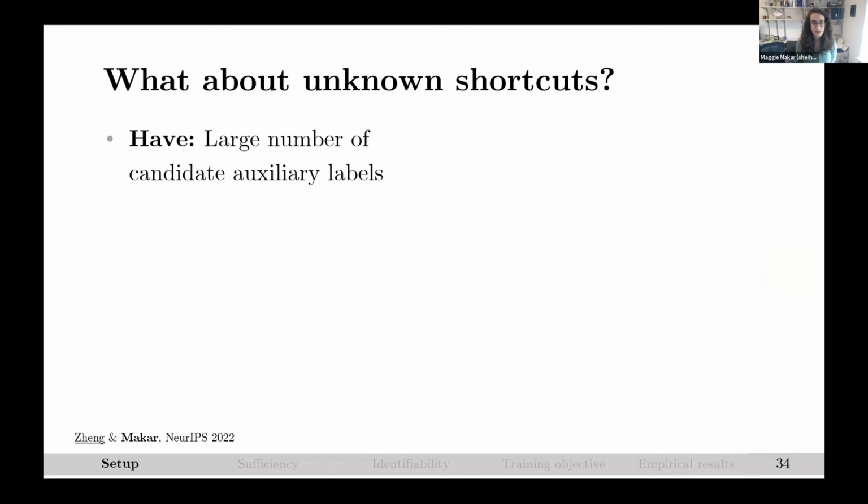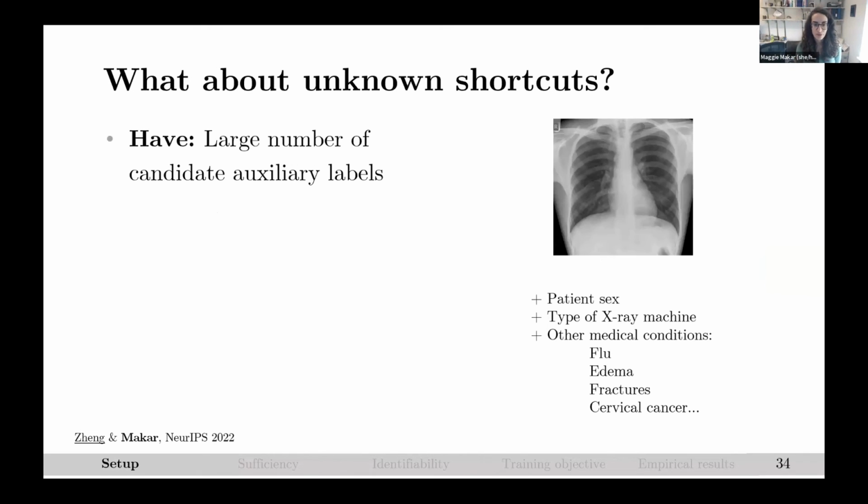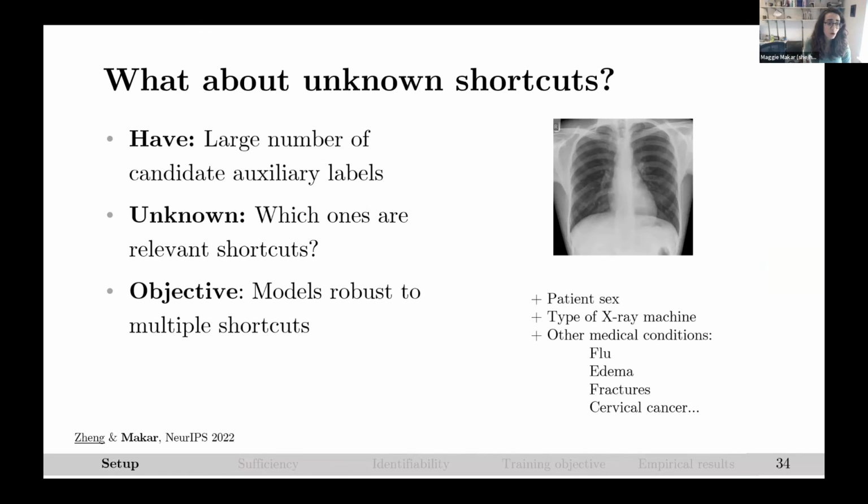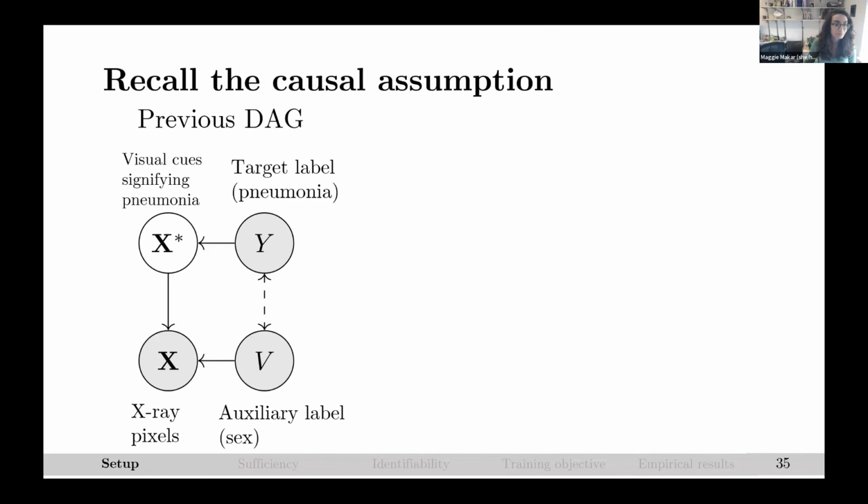So what we have in this setting is a large number of candidate auxiliary labels. With every X-ray, we not only have the patient's sex, but also the type of X-ray machine, and maybe other medical conditions, for example, whether or not a person has the flu or edema or different types of cancer. And we don't know which ones are shortcuts. And still, our ultimate objective is to develop a model that is robust to possibly multiple shortcuts.